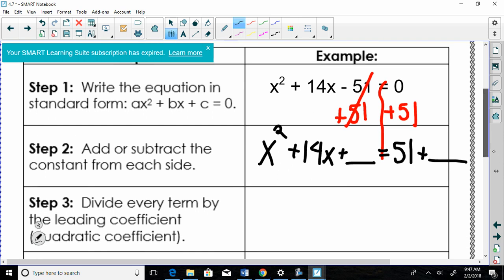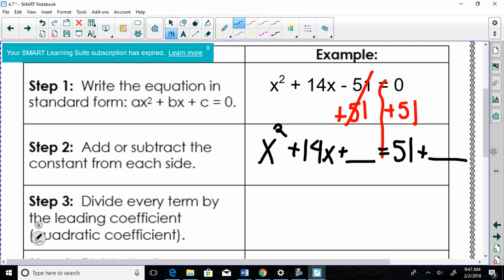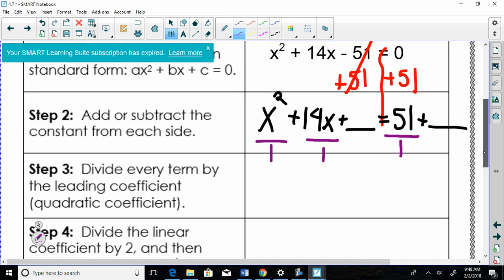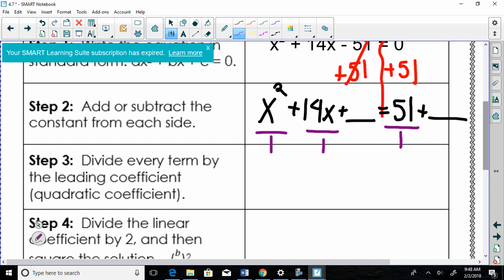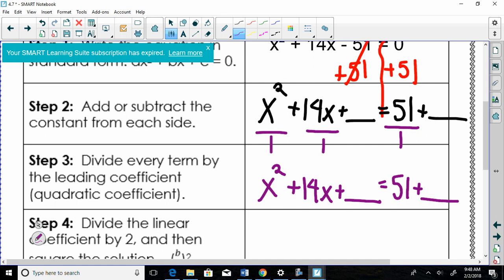The next thing we do, which we won't be doing much of today, it says divide every term by the leading coefficient. What is the leading coefficient? 1. So anything divided by 1 is that same number. This is just in case we have to divide out a GCF. But you can just rewrite it right here. X squared plus 14x plus blank equals 51 plus blank. Is everyone with me so far? You're not going to have to divide, I don't think, at all today.